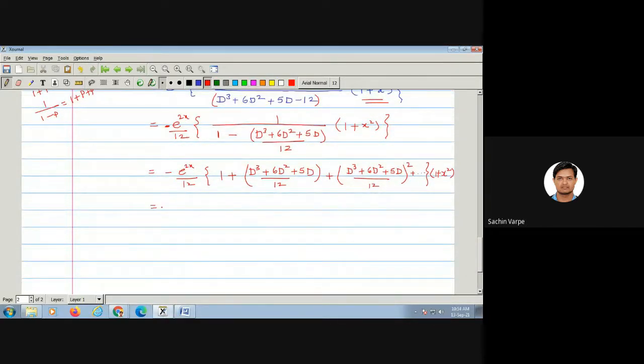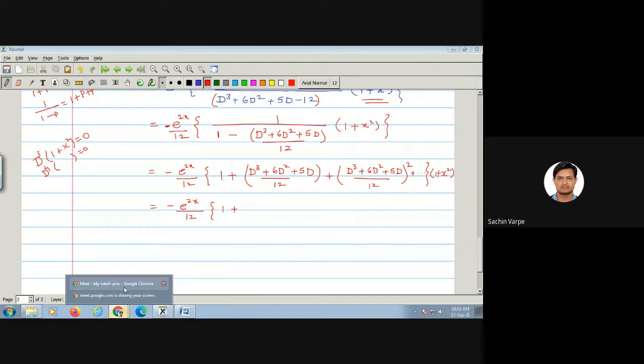Now let us consider the non-zero terms from this infinite expansion. So minus e to the power 2x upon 12. What are the non-zero terms? D cube is a zero term, because D cube operated on 1 plus x square will be 0. Is this clear to everyone that the third derivative of 1 plus x square is 0? Similarly, all further derivatives will be 0. So D cube and all further derivatives will be neglected.